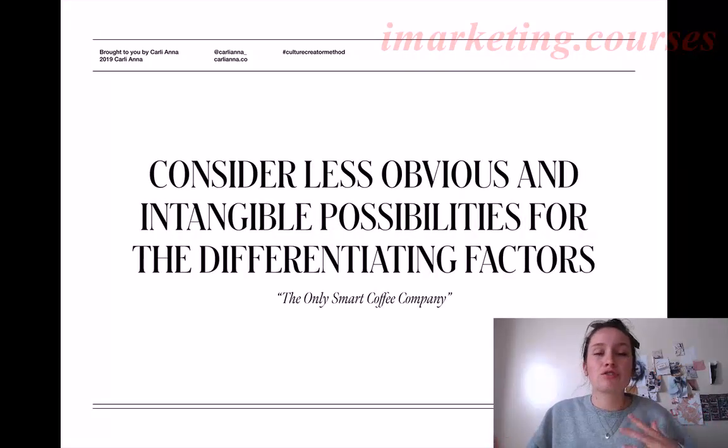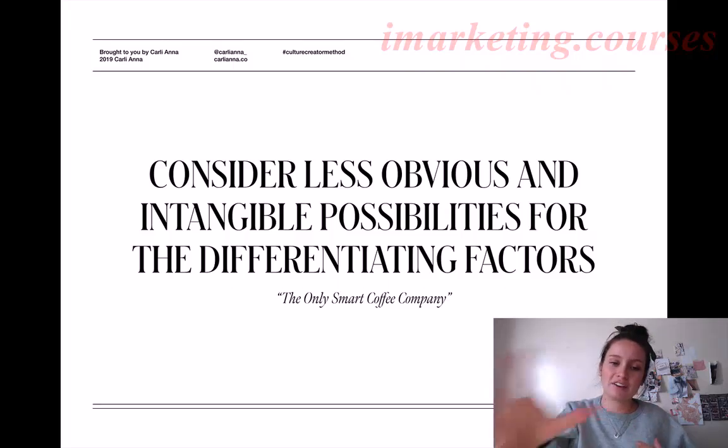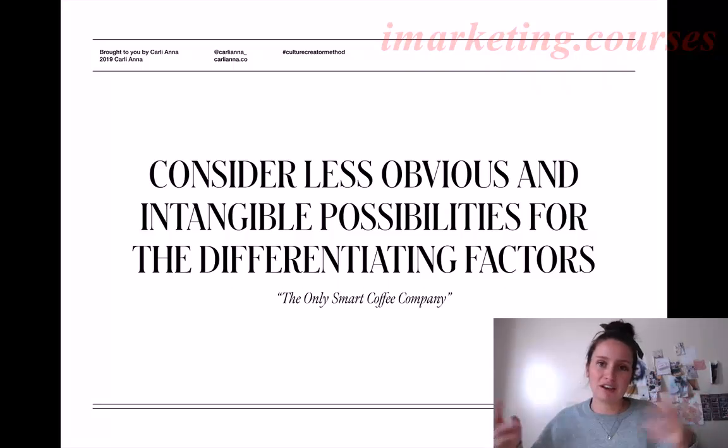Another thing, if you're struggling to narrow it down between which ones you should go with, you should consider maybe some less obvious and intangible possibilities for the differentiating factor, because the more intangible that you go with, actually the better it is, because it's a lot more clear and it gives your client, again, more room to grow. So if you have an option on there that's a little bit less tangible, I would definitely go with that one. For example, like I have here, the only smart coffee company.